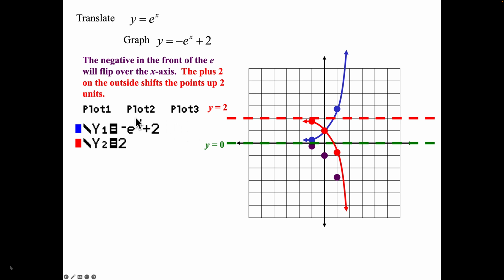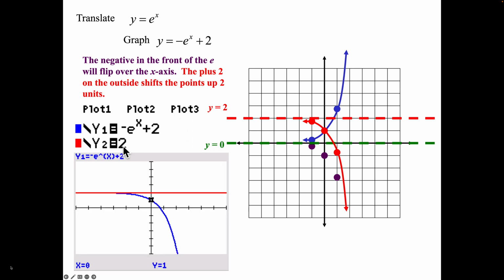y1 is negative e to the x plus 2. The constant plus 2, put that in y2 to get my horizontal asymptote. Watch my common point, started at 0, 1. Flipped down to 0, negative 1, then shifted up 2 and happens to be at the exact same point. Type in 0, 1, get 1 for the y. Everything matches up, so I consider that good.